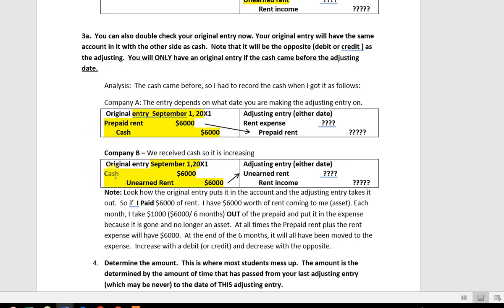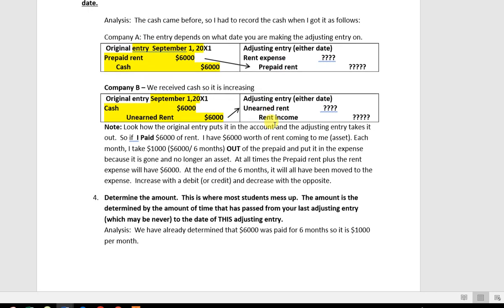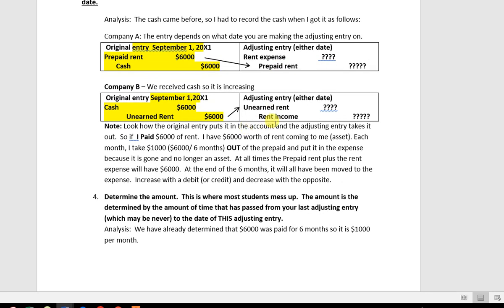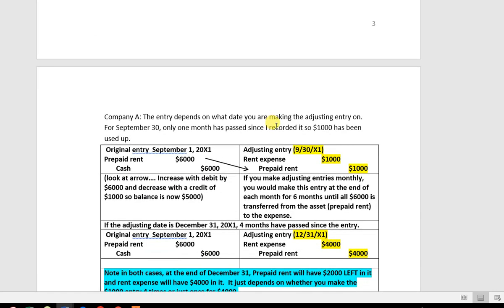And for the landlord, they got cash, so cash is going up, so I debit cash, and I credit unearned rent, which is a liability. Okay, and so look at your journal entries. I put it in prepaid rent, and as I use it up, I take it out of prepaid rent. So the question is, how much do I take out?